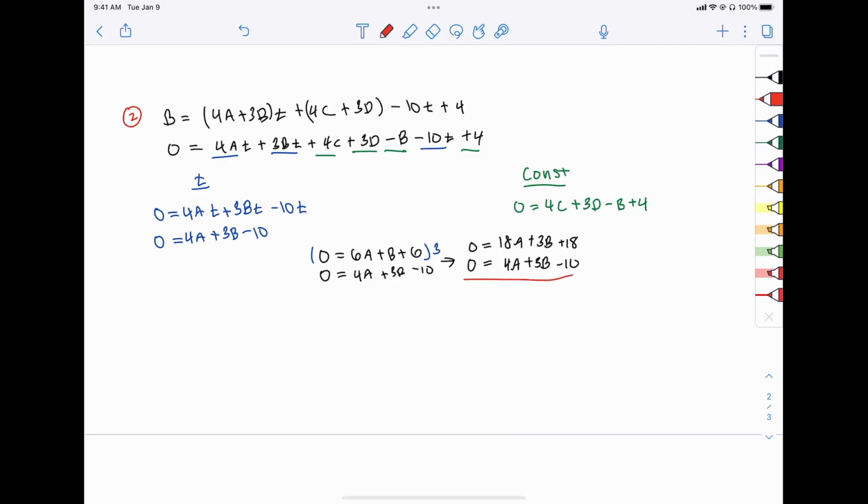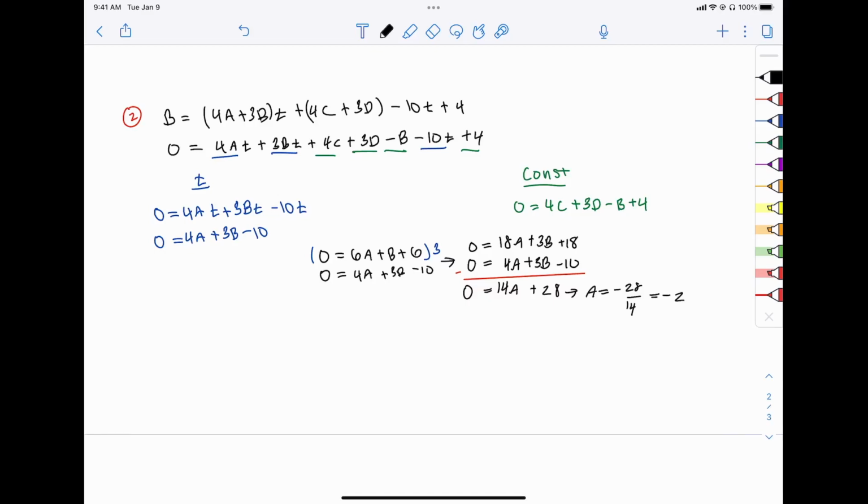And then now I go ahead and subtract those. 0 minus 0 is 0. 18a minus 4a is 14a. 3b minus 3b is 0. And 18 minus negative 10 is going to be 28. So we'll get 0 equals 14a plus 28, or that a equals negative 28 divided by 14, which also equals negative 2.